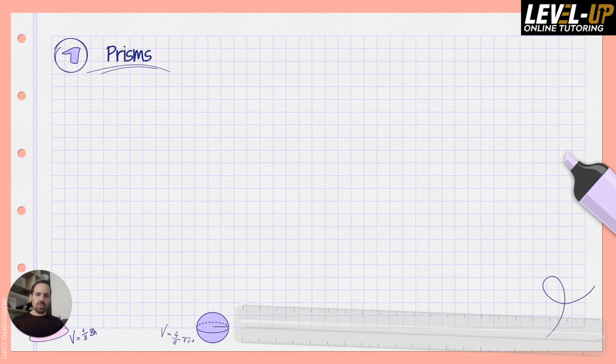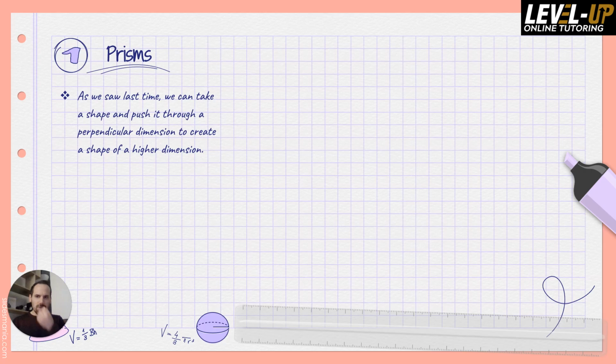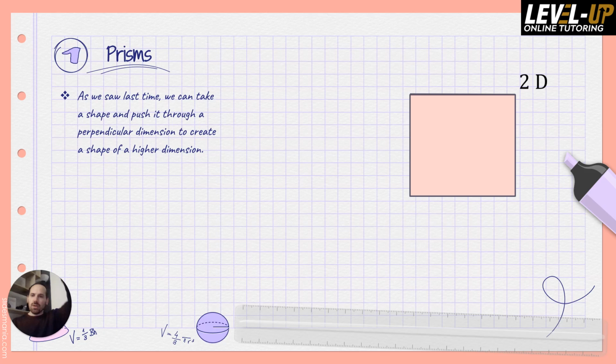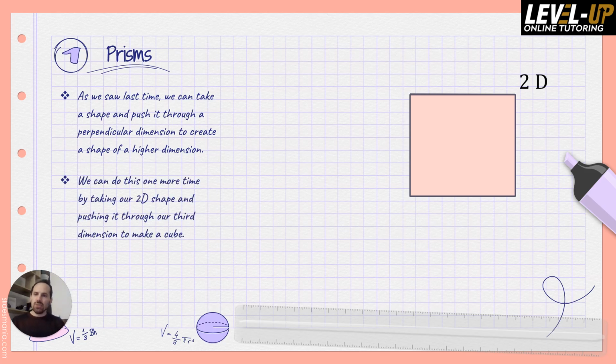So let's start off with prisms. As we saw last time, we can take a shape and essentially push it through a perpendicular dimension in order to take it up to another dimension. Like here, we start off with a zero-dimensional point. We drag that across in one dimension to produce a one-dimensional line. We then sweep that up another perpendicular dimension to get a two-dimensional square. And now we can do this one more time, taking that 2D shape.